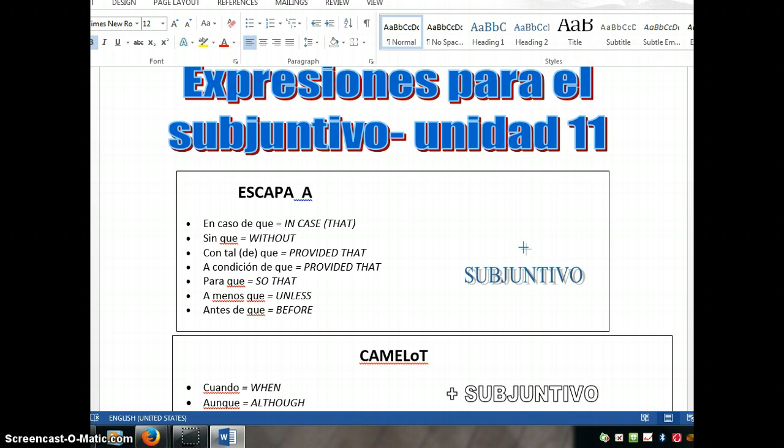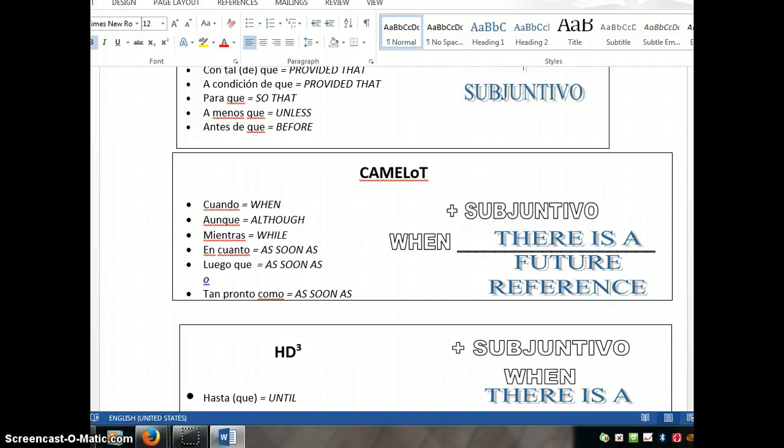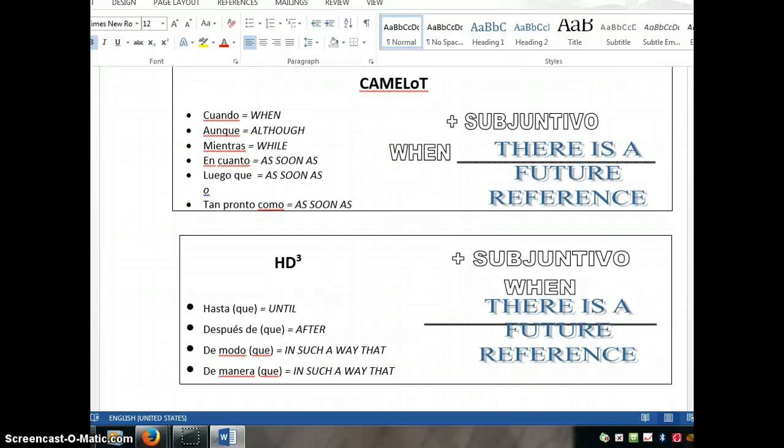In the second group, or the second acronym, we have CAMELOT. The conjunctions that are part of CAMELOT, cuando, aunque, mientras, en cuanto, luego que, and tan pronto como, are going to use the subjunctive as long as we have a future reference in the sentence. Same thing with HD3: hasta que, después de que, de modo que, and de manera que.